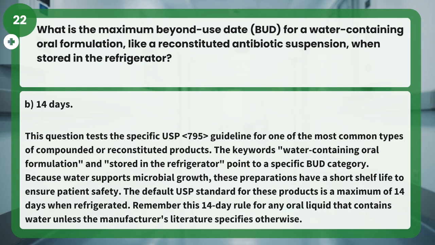Answer: B. 14 days. This question tests the specific USP <795> guideline for one of the most common types of compounded or reconstituted products. The keywords water-containing oral formulation and stored in the refrigerator point to a specific BUD category.